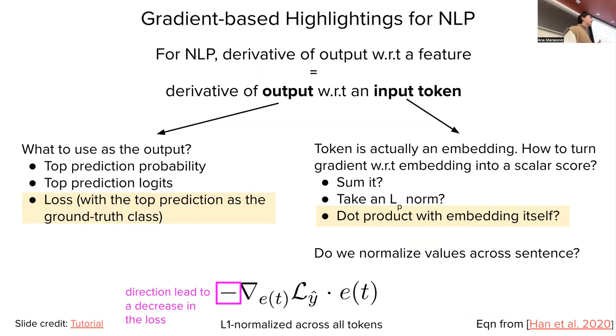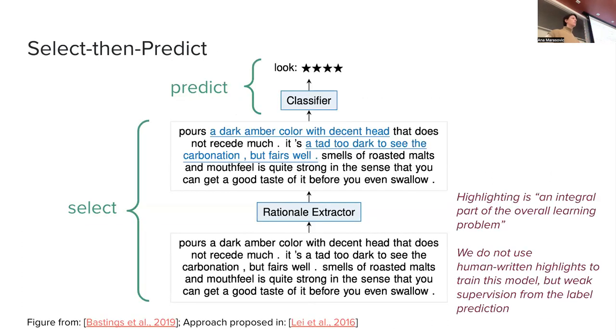Features in text are our tokens. Each token is represented with a token embedding, which is a high dimensional vector. As our output function, we can use different options. We can use the max of the softmax. We can use what I suggest we should be doing, loss with the top predicted class as the true class, although it's not necessary. You take that number and backpropagate all the way to each one of the token embeddings, which will give you gradients of the size of the token embeddings, which you need to turn into a single number and then normalize with respect to other scores. We have covered this extensively, so I recommend rewatching that lecture if some of these details were forgotten.